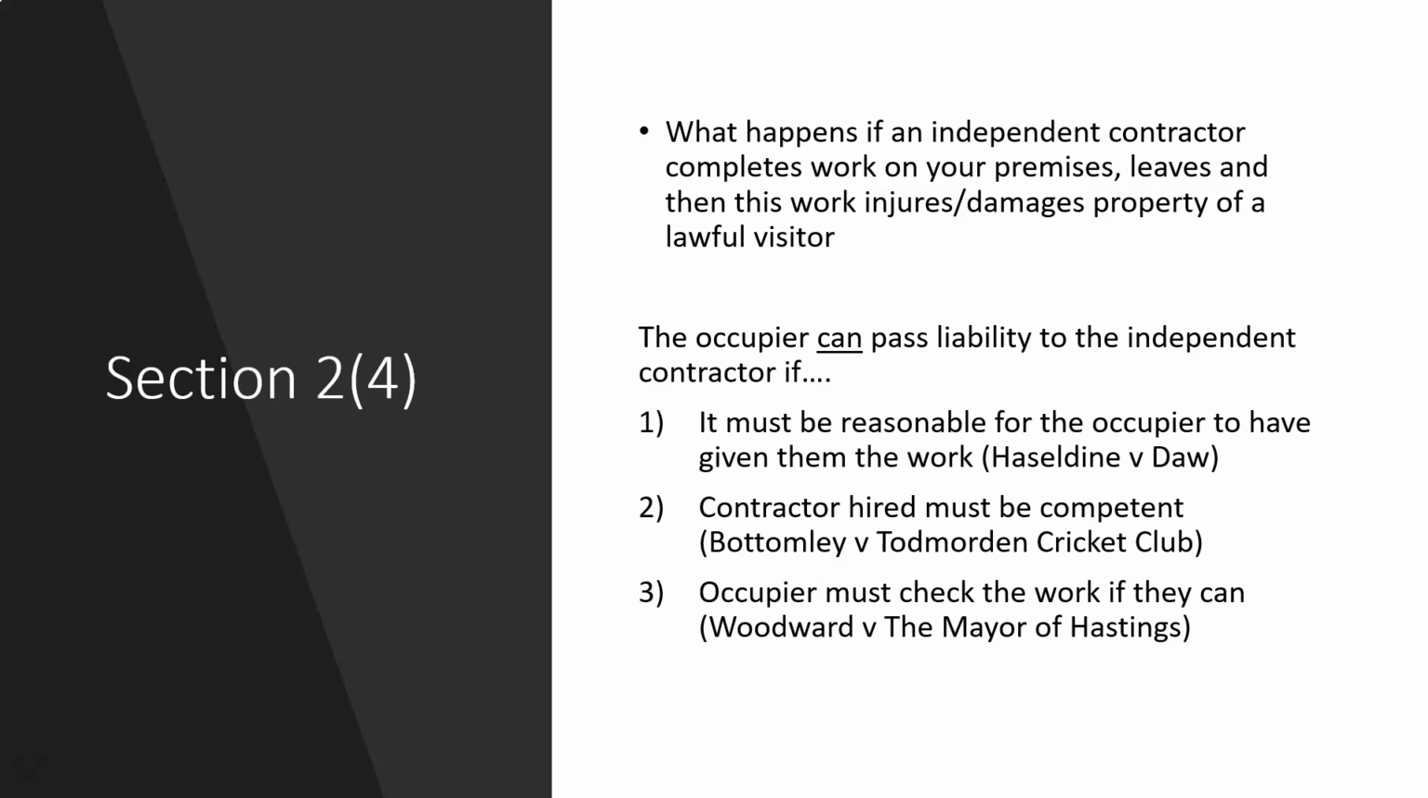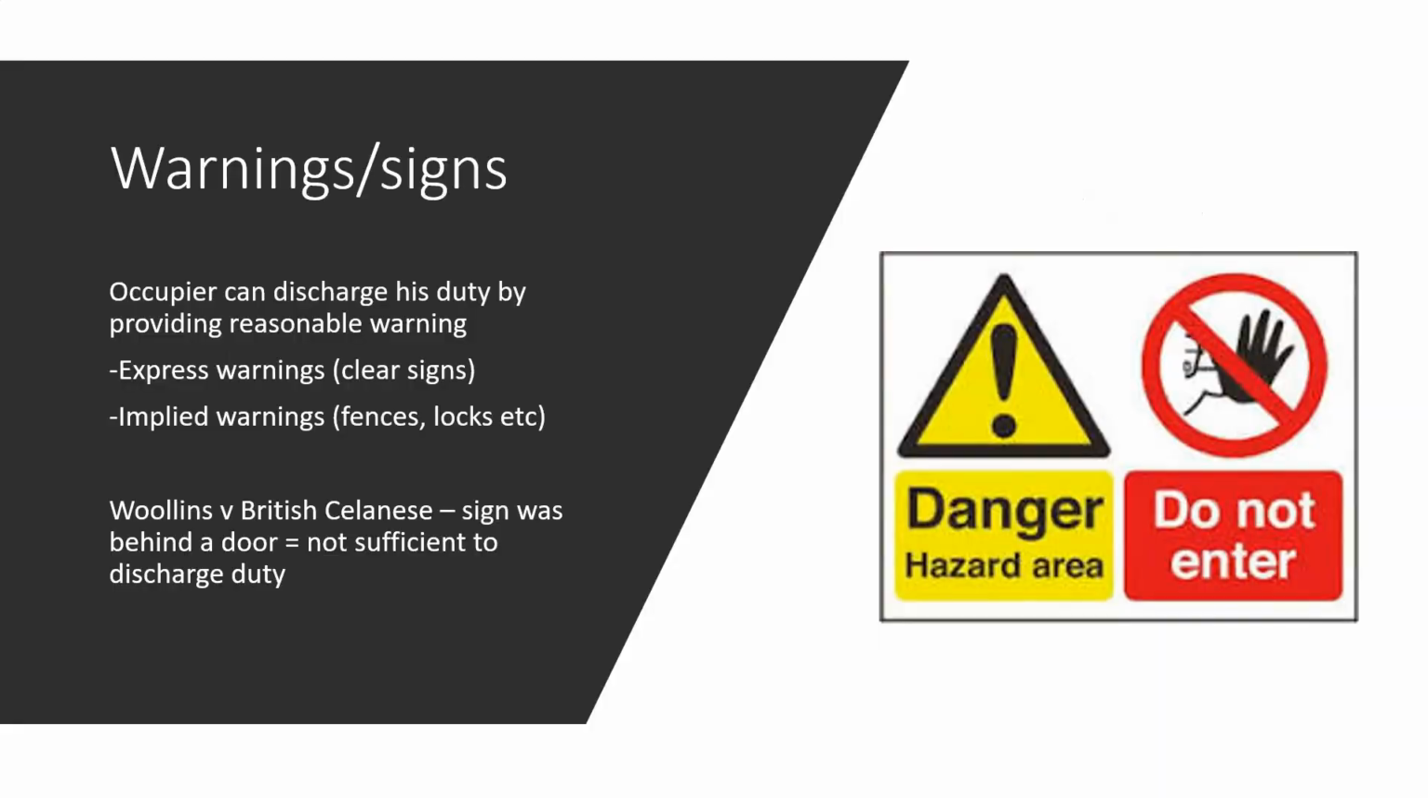So only if all three bits of those are passed. So it was reasonable for you to give them the work and hire them. You hired someone competent, and you checked it if you could. If you can't, then that's fine. That meets that last one anyway. Then the occupier can put their hands up and say, I'm not liable, sue the independent contractor instead, not me. So this is essentially a defence for an occupier to not be liable and pass the liability to an independent contractor instead. Okay, so an independent contractor, just remember, is someone that's come in and done some work for you, which could be a plumber, electrician, all sorts, lift engineers you saw from Hazeldean v Dorr. Okay. So that's section 57.